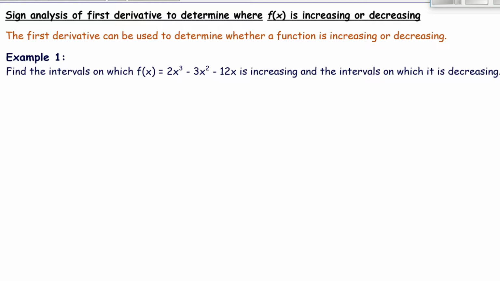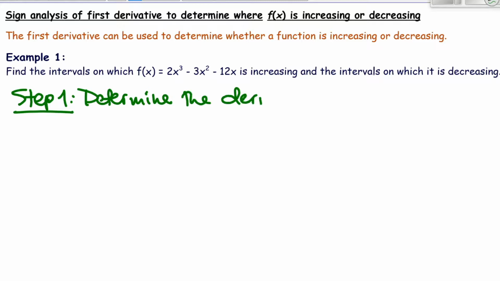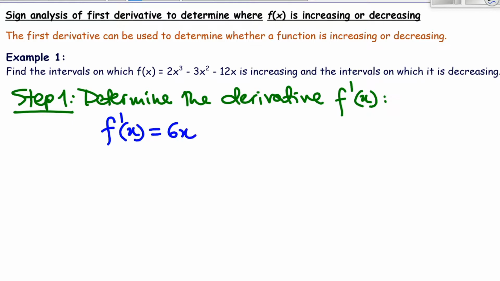So the first step is to determine the derivative, or just the first derivative, which is f dash x. And we have already worked this out in the previous video, but this is just straightforward. So 6x squared minus 6x minus 12. It's a polynomial. It's easy to differentiate. And then step 2, we're going to find the critical points.